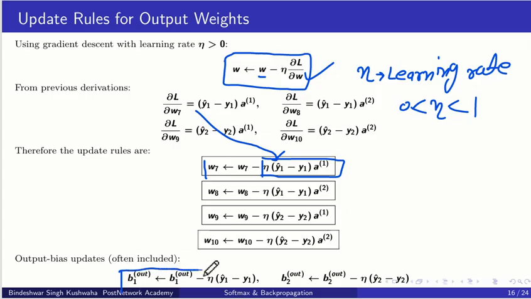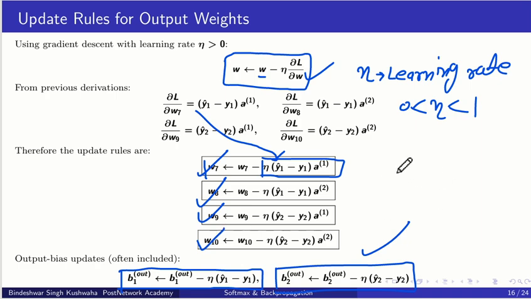Also bias I haven't computed, but bias here is not multiplied by any input, so you do not get A1 or A2. This way you will update W7, W8, W9 and W10. So we have calculated from hidden to output.